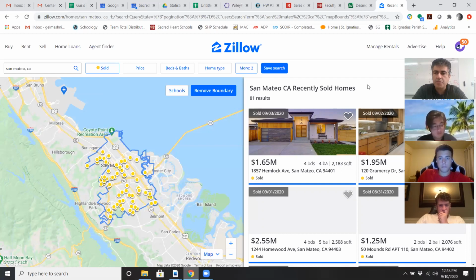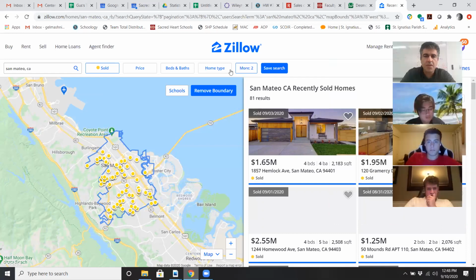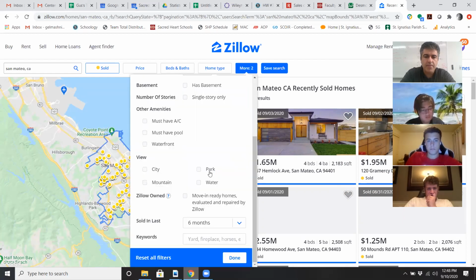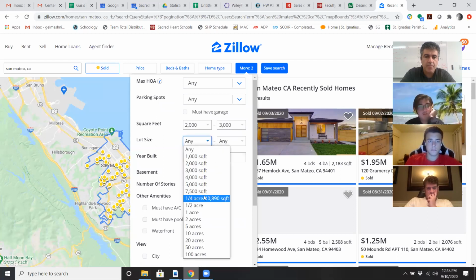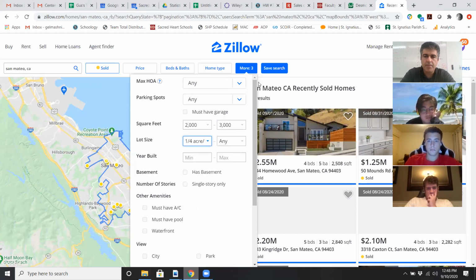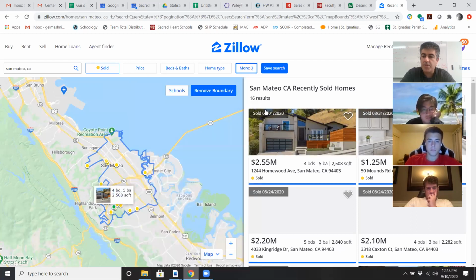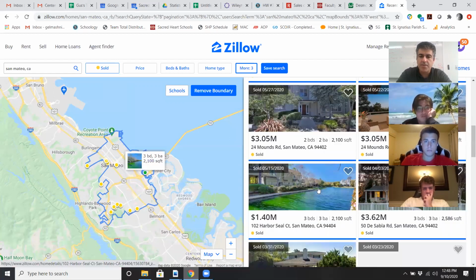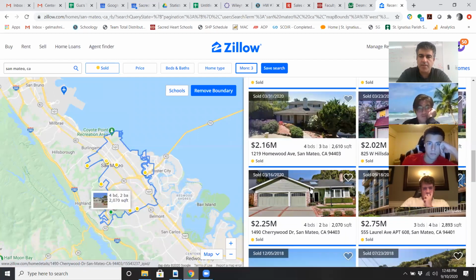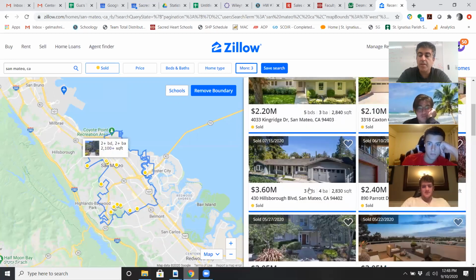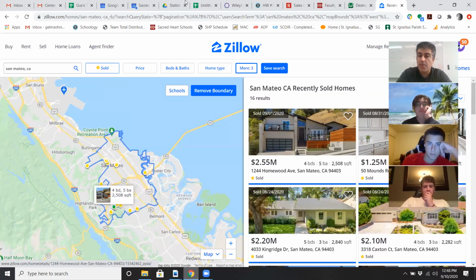If we make it even tighter, we could say lot size is a quarter acre. So you only have 16 results. So what I'm going to do is make a data set for these houses. So 4, 6, 8, 10, 12, 14, 16. Now I'm going to share this with you guys.